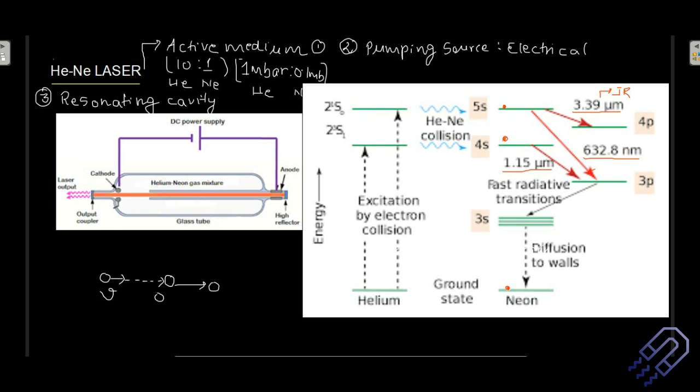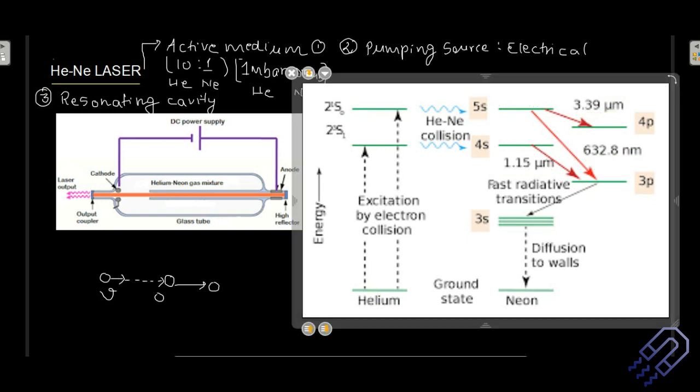By the time it keeps on moving to and fro, there are more atoms of neon which go into the excited state here and here, and this radiation will trigger those excited atoms. As a result, all of these atoms are going to come down from 5s to the 3p state at the same time, as a result of which we are going to have so many photons coming out at the same time in one particular direction, and that gives us the laser action. So this is how our helium neon laser works.